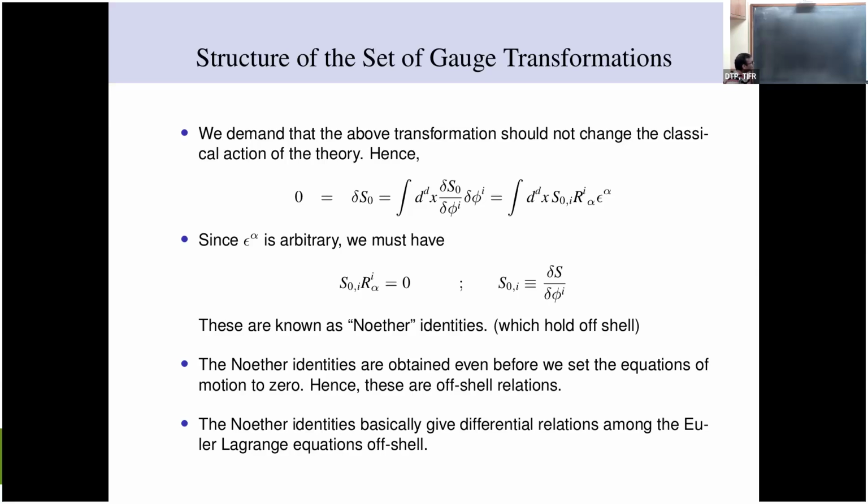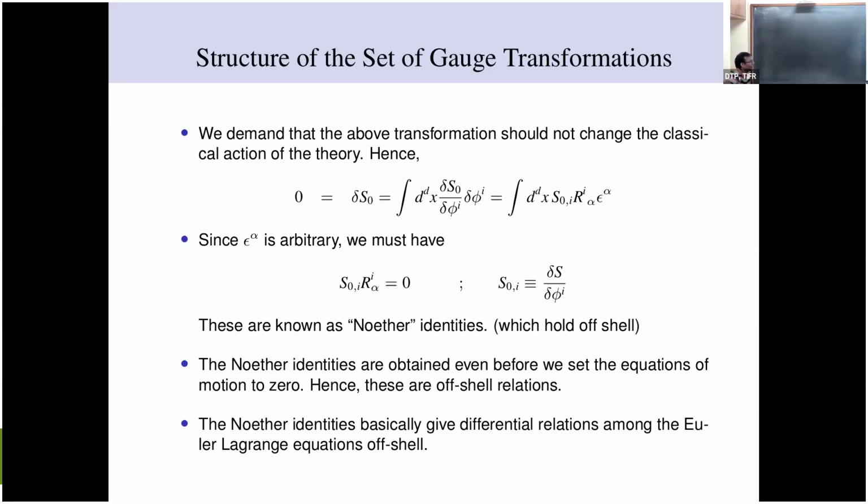So what we want is for this quantity S0I to vanish, and for delta phi I, we replace R I alpha epsilon alpha. Since epsilon is arbitrary, this gauge parameter is arbitrary, we must have this identity. So S0I times R I alpha must vanish. This is known as the Noether identity.